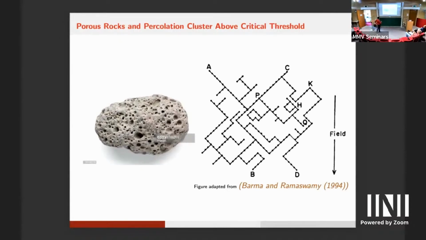A porous rock is constituted by channels that are not all interconnected. It is porous in the sense that it has the ability to absorb water, but then it retains it. It doesn't let water pass through it, simply because not all channels are connected to one another. So you absorb something, but you retain it. A way to model such a thing in physics is to consider what is known as a percolation cluster.